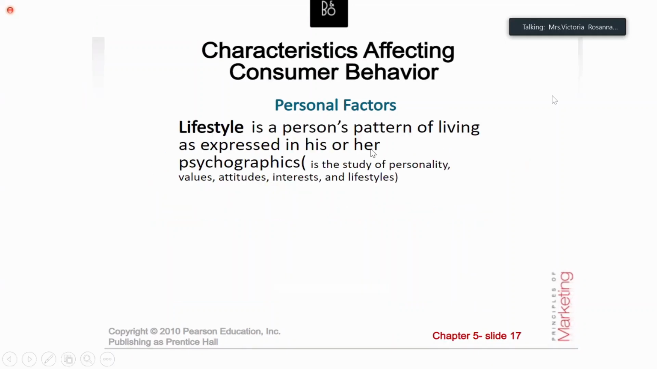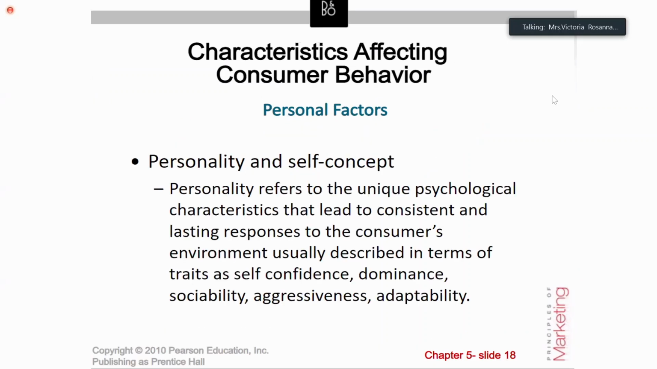And the lifestyle of the particular person, how he is used to behave. That is mainly described by psychographics, right? So what sort of personality he has, what sort of values, attitudes, interests, and lifestyles he has. Our lifestyle is not similar to another person's, right? Then, of course, the personality and self-concept, which identifies the lifestyle, right?